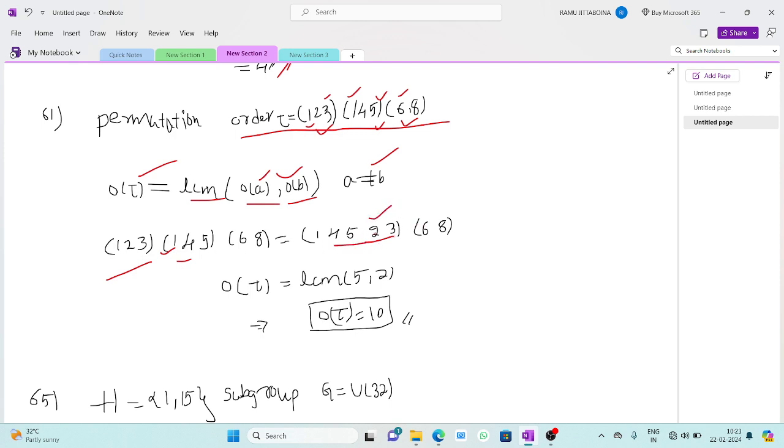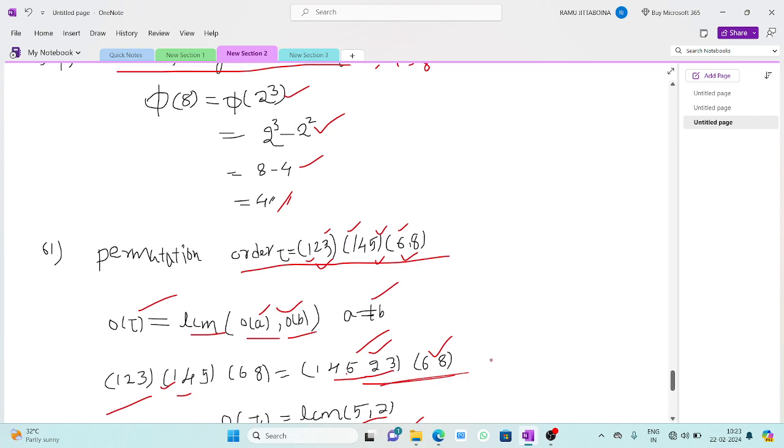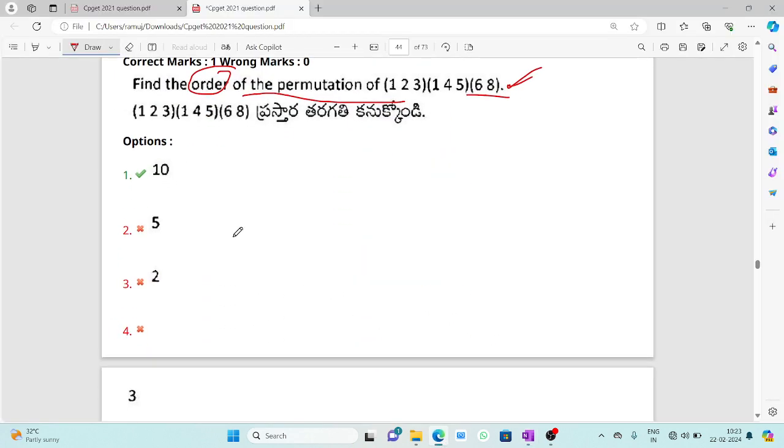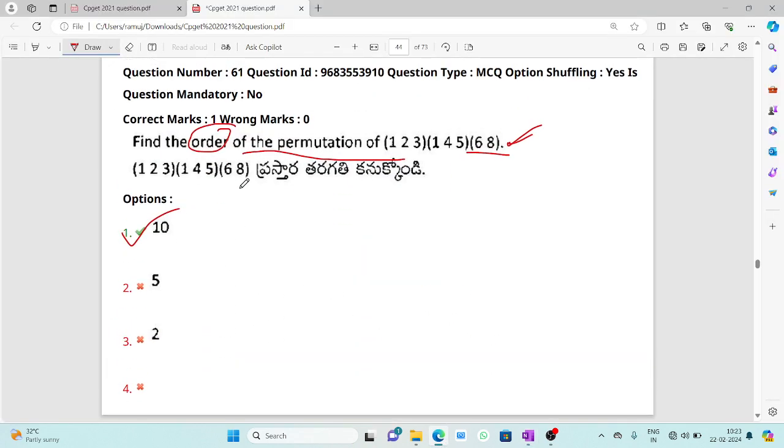After that, you can see that there is no common element between these two cycles, so I directly apply the formula. We know that the order of this cycle is 5 and the order of this cycle is 2. If you take the LCM of these orders, we get 10 as the order of the permutation. So 10 is the correct option for this question. I hope you can understand this.